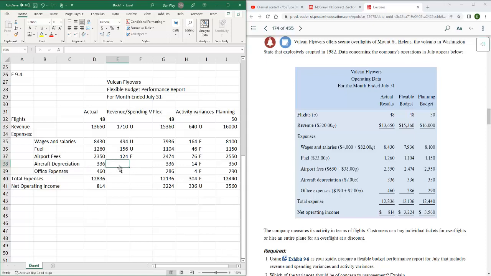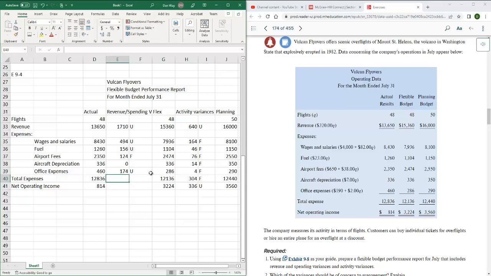Depreciation was 336 versus 336, so no difference there. And then office expenses, we had a difference here, 460 minus 286, $174. Actual is greater than flex, so that is unfavorable.